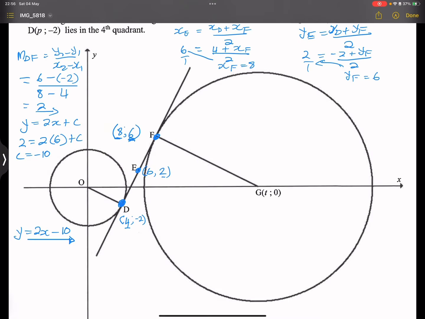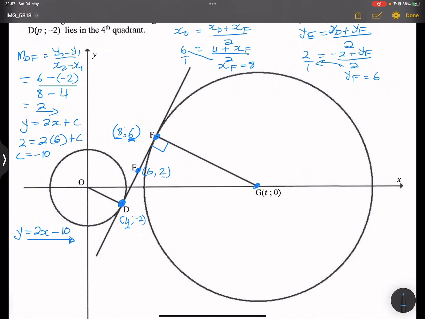Now what you need to appreciate, ladies and gents, is that if I look at the line FG, that is the radius to the big circle. But what happens between a radius and a tangent? In this case, they would be perpendicular to each other at the point of tangency. Which means that the line DF is actually perpendicular to the line FG.